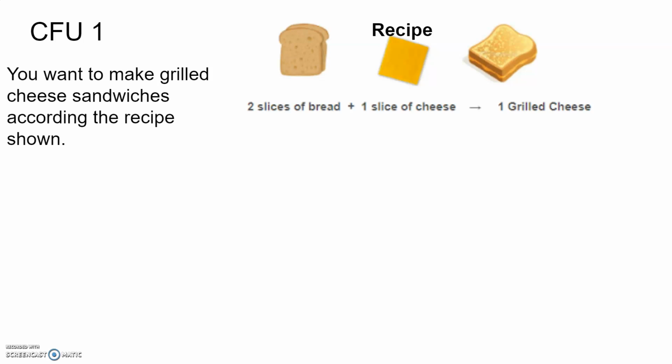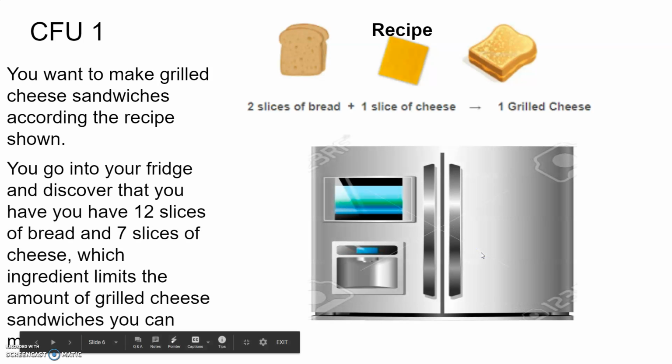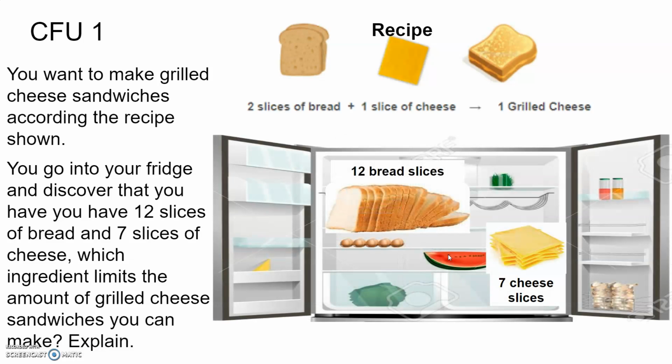So before we get into defining limiting reactant, theoretical yield, and percent yield, I want us to use that cooking analogy to introduce those concepts. So we're going to do this first CFU. Let's say you wanted to make grilled cheese sandwiches according to the recipe shown, which involves using 2 slices of bread and 1 slice of cheese to make 1 grilled cheese sandwich. And you go into your fridge and you discover that you have 12 slices of bread and 7 slices of cheese. Which ingredient limits the amount of grilled cheese sandwiches you can make?